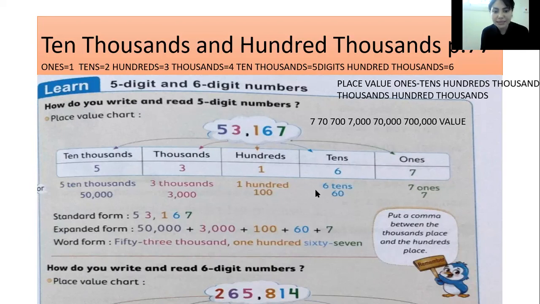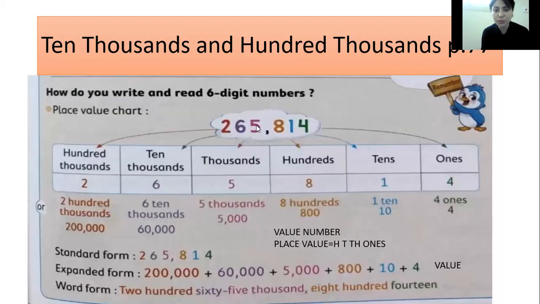5 digits and 6 digits. Okay, so as I explained, this is 53,167. This is how we separate it, and this is the standard form. Expanded form, how I write the expanded form by value. The word form, as I told you, 53,167. The place value chart here shows how we write and read 6-digit numbers.